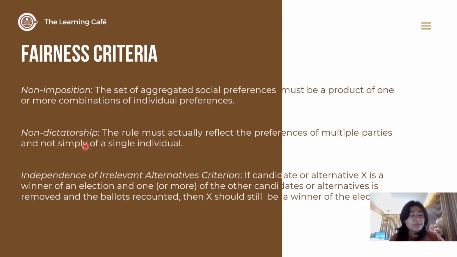Lastly, independence of irrelevant alternatives criterion. If candidate X or alternative X is a winner of an election and one or more of the other candidates or alternatives is removed and the ballots are recounted, then X should still be the winner of the election.